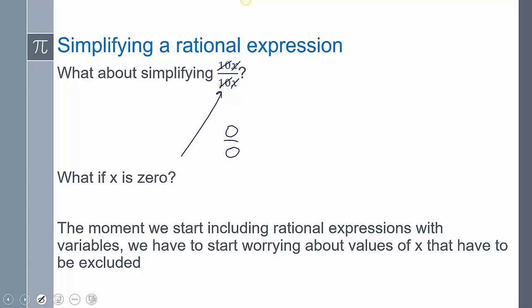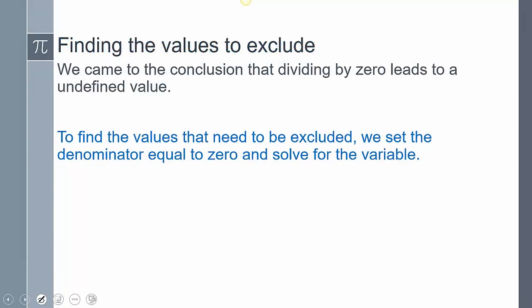That segues a little bit into domain. Remember, there are certain restrictions in whatever functions we have. It's the same type of concept: there are restrictions to the values that exist in our variables. To find the variables that need to be excluded, we set the denominator equal to 0 and solve for the variable. That's how we find what we don't want, because we can't divide by 0.